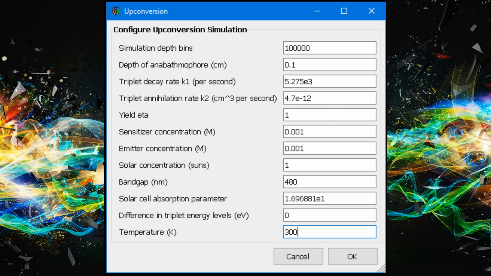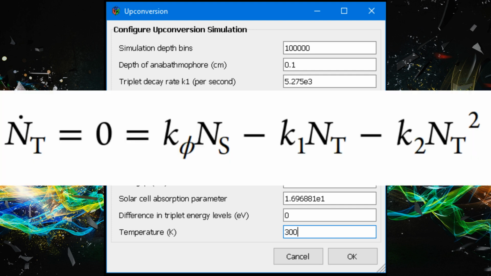The next parameter to consider is the triplet exciton decay rate. All the rate constants in the simulation are based on this differential equation, which is the rate of change in the number of excited states per unit volume is equal to an excitation rate minus K1 times the number of excitations per unit volume, where K1 is the triplet exciton decay rate, and then minus the annihilation rate constant times the square of the number of excitations per unit volume.